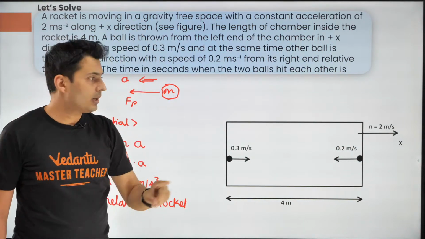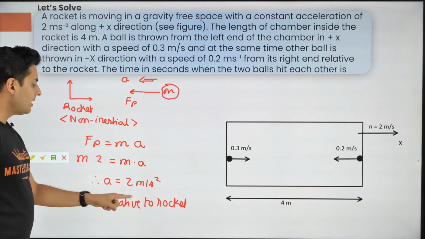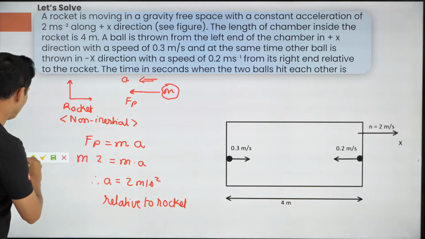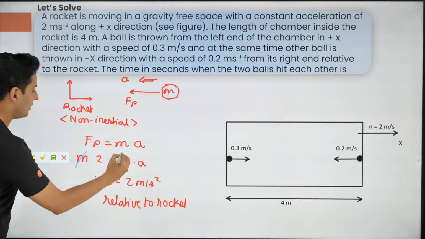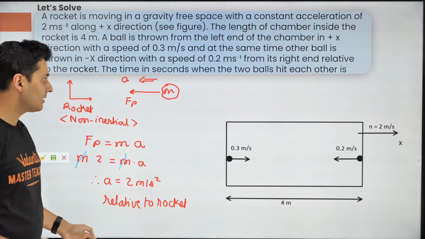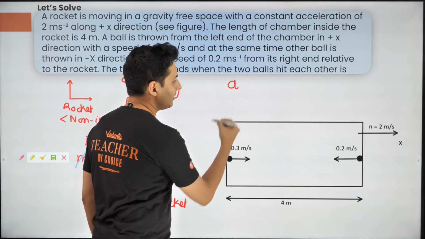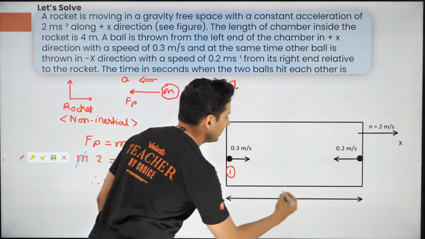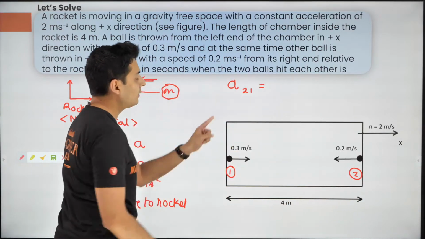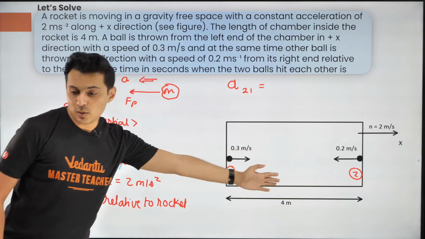So, think about it. Both the balls have the same acceleration, 2 meters per second square, because the mass term just got cancelled out. So the accelerations are the same. If I call this object number 1 and this object number 2, what is the relative acceleration between 1 and 2? What is the acceleration of 2 with respect to 1? What will your answer be?